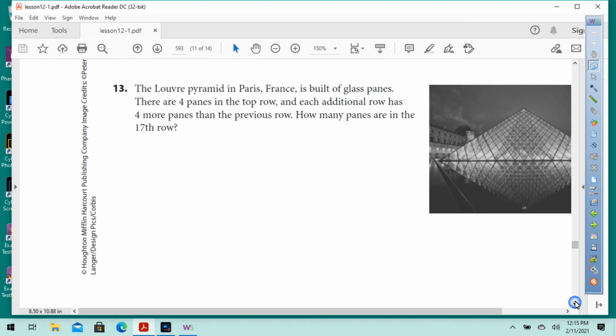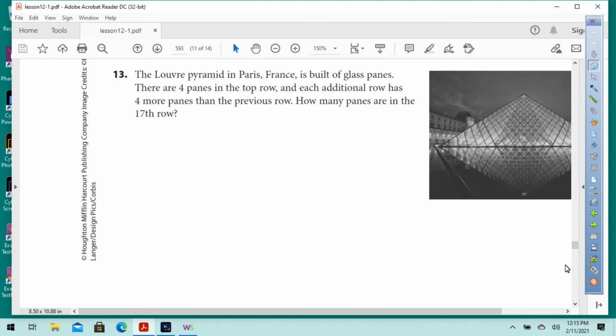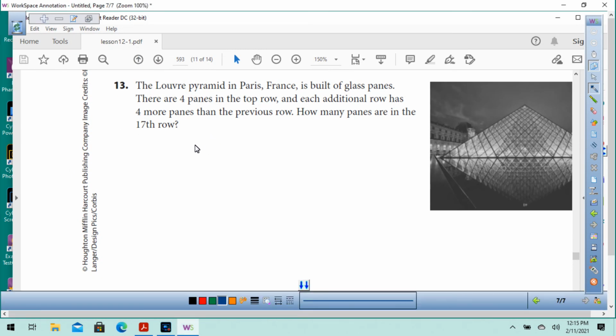All right, number 13. The Louvre Pyramid in Paris. The Louvre Pyramid in Paris, France, is built of glass panes. There are 4 panes in the top row. So we're going to say F of 1 equals 4. And each additional row has 4 more panes. So we're going to say D equals 4.